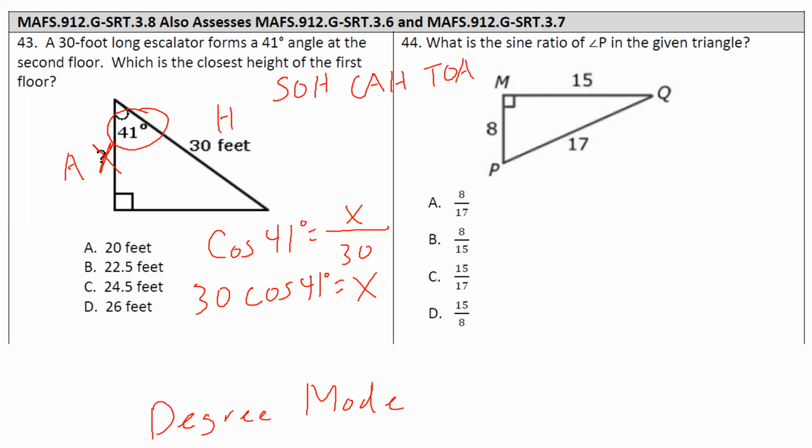That's going to be 22.6. Now, that answer is not there, but it did say closest. So 22.5 feet, 22.5. That would be our answer.